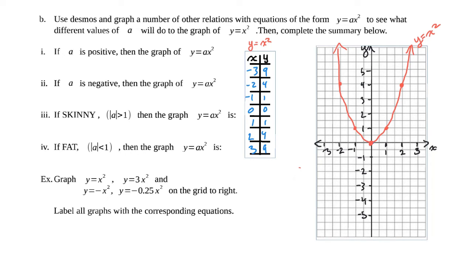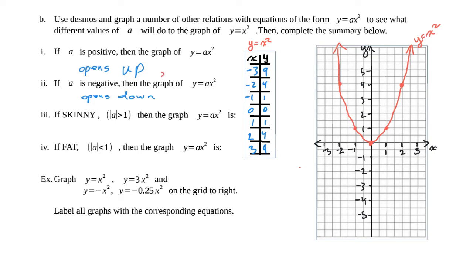All right, so coming back from Desmos, here's some of the things that we understood. If a was positive, then we were going to say that the graph opens up. Now, if the a value is negative, then the graph opens down.